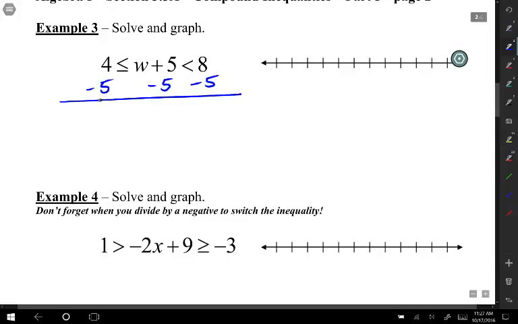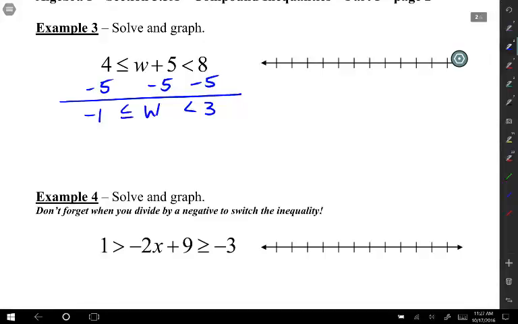4 minus 5, somebody? Negative 1, less than or equal to W. 8 minus 5 is? 3. So let's put this through the test. Are they all less than signs? Yeah. Less than or equal to? Yeah. They're all pointing left.